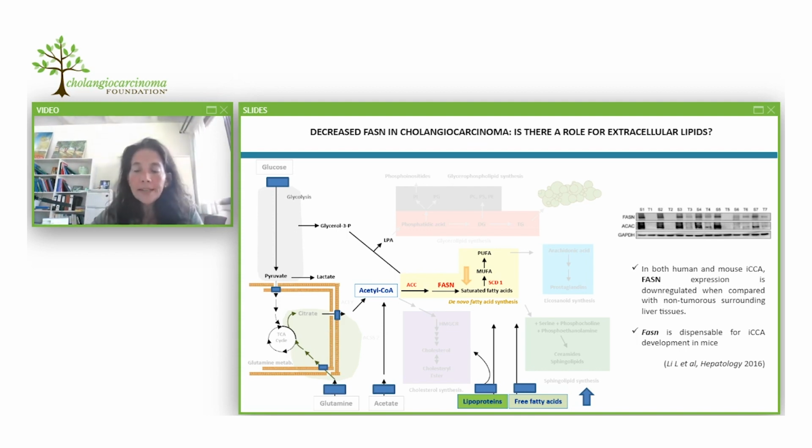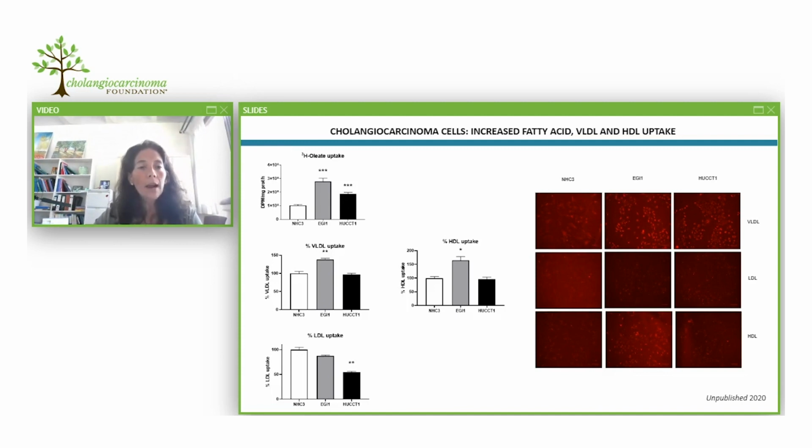We have recently performed some experiments in our lab, these are unpublished data, and we have found that in the intrahepatic and the extrahepatic cholangiocarcinoma cell lines, the uptake of the fatty acid oleate is increased. Concerning lipoprotein uptake, we have found that the lipoproteins VLDL and HDL uptake is increased in the extrahepatic cholangiocarcinoma cell line, while it's not in the intrahepatic cholangiocarcinoma cell line. However, the LDL uptake is decreased in the intrahepatic cholangiocarcinoma cell line.